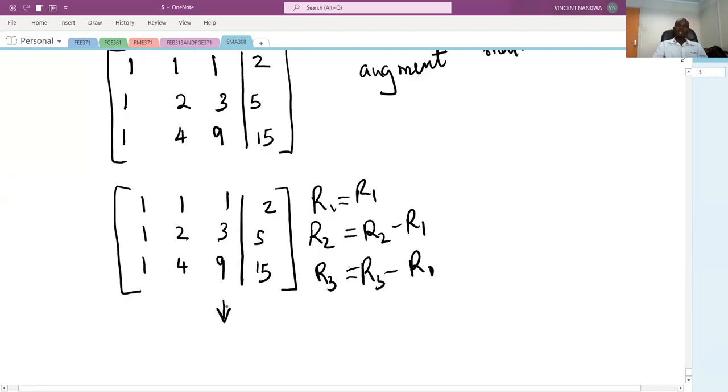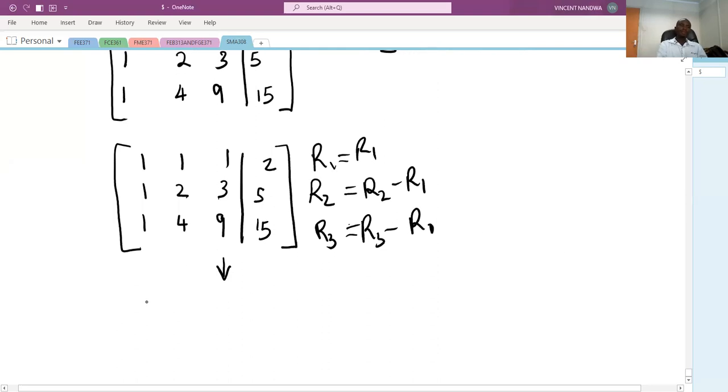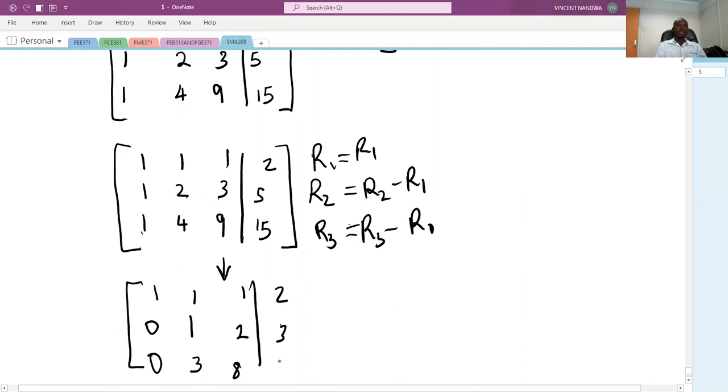That one will give us 1, 1, 1, 2. 1 minus 1 is 0. 2 minus 1 is 1. 3 minus 1 is 2. 5 minus 2 is 3. 1 minus 1 is 0. 4 minus 1 is 3. 9 minus 1 is 8. 15 minus 2 is 13.